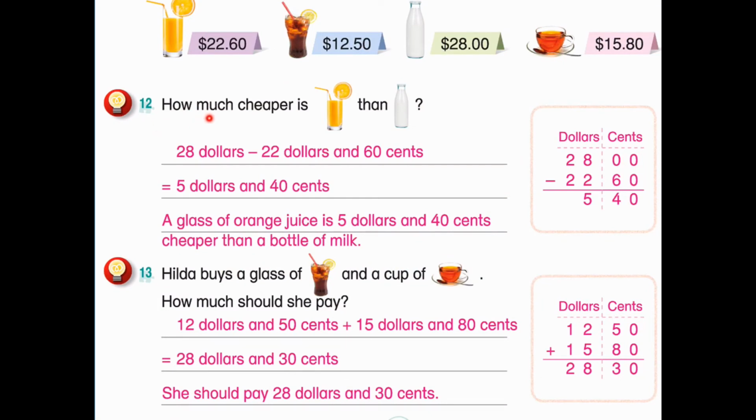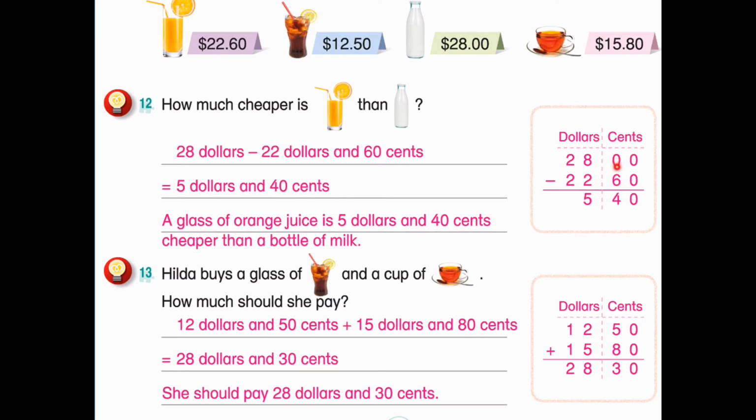Question number 12. How much cheaper is the glass of orange juice than the bottle of milk? So the bottle of milk costs $28, and the glass of orange juice costs $22.60. So the horizontal form or the expression is $28 minus $22.60. When we put it in the column form, remember we write down dollars and cents, use a line to separate the two, and then we put the amount for the bottle of milk up here, $28, and the orange juice down here, $22.60.